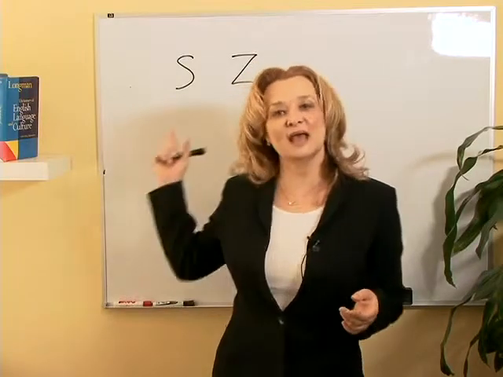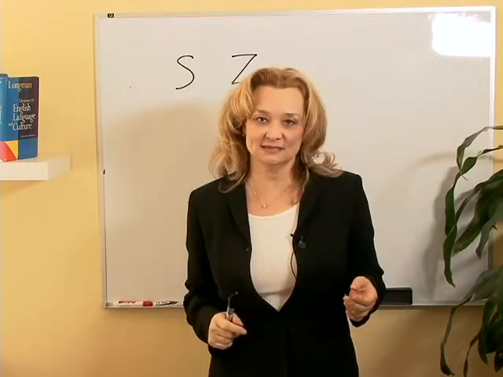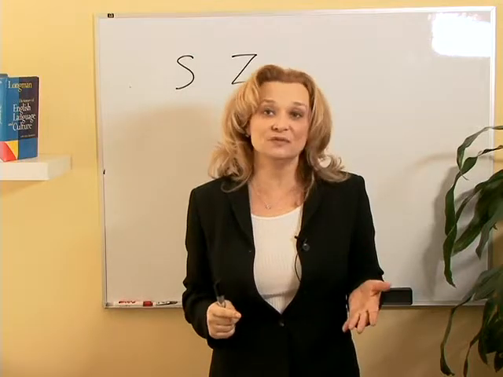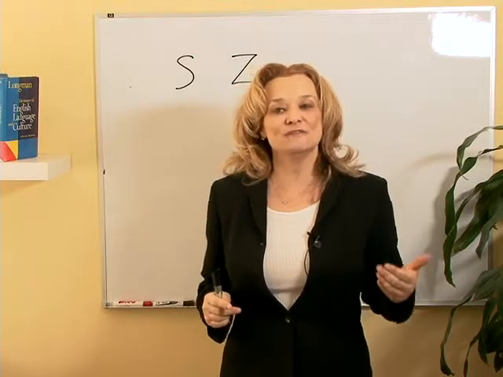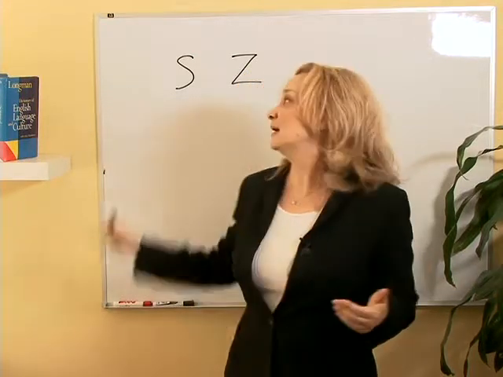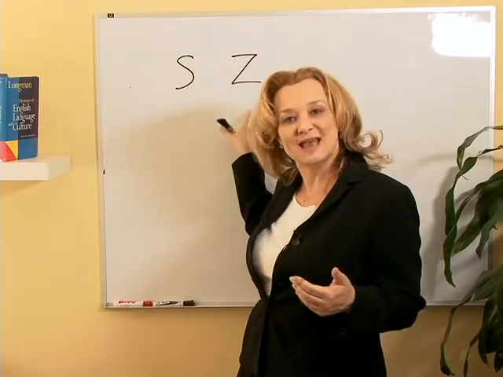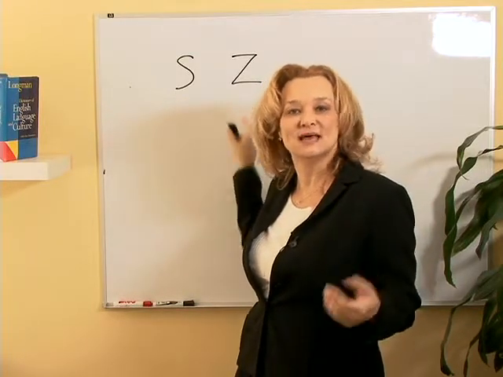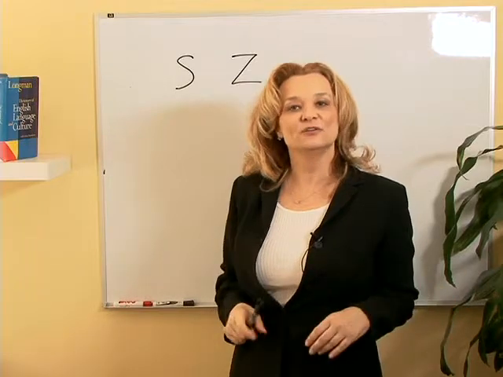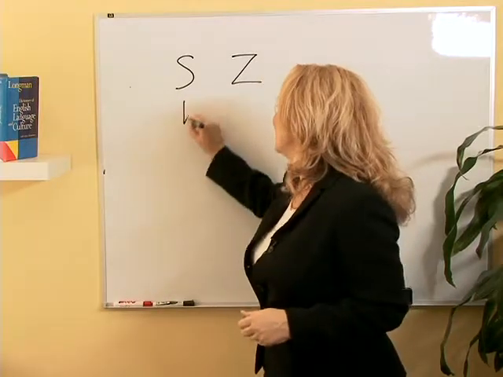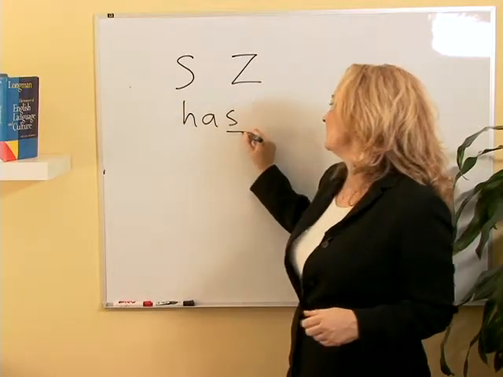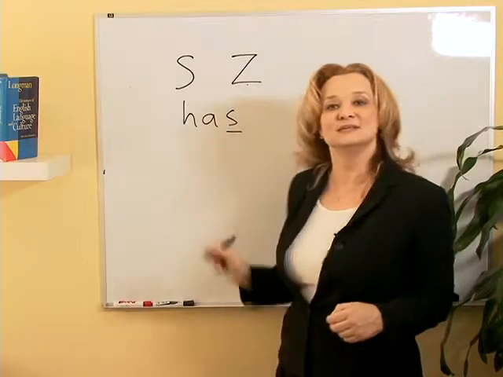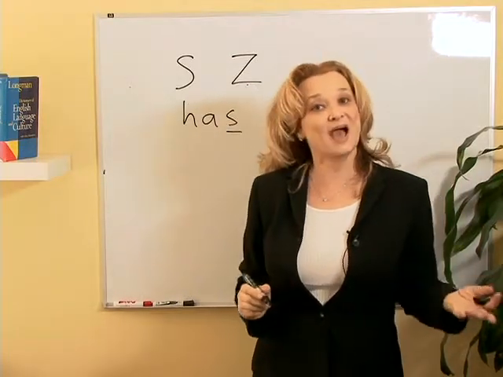Let's talk about the S and the Z sounds. This can be confusing and difficult because in English, very often a word is spelled with an S, but it's actually pronounced with a Z sound. For example, the word "has." It's spelled with an S, but the sound is actually Z: has.